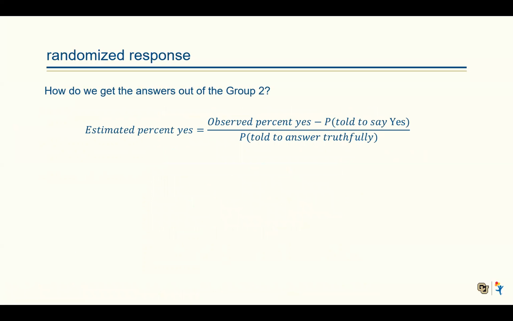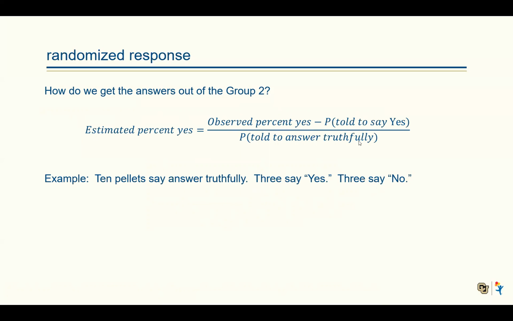So here's the math of it. How do we get to the true answer? We have an observed percentage, which is what we actually get to see. But what we want is the true percentage of people who would say yes to our question. What's interesting is we know these other quantities. From the observed percentage, we can back out the percentage of people who said yes because we told them to say yes. And we know what percentage of people should be answering truthfully, so we can reverse engineer what the percentage of true yeses is.